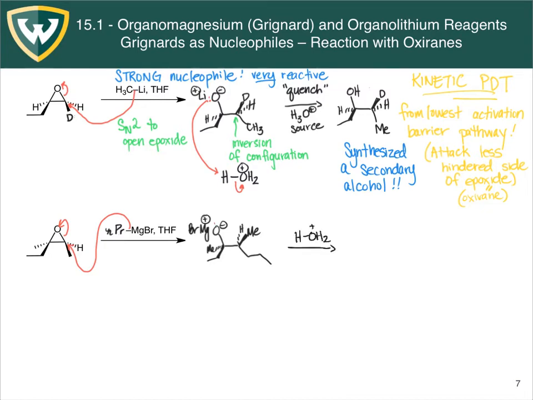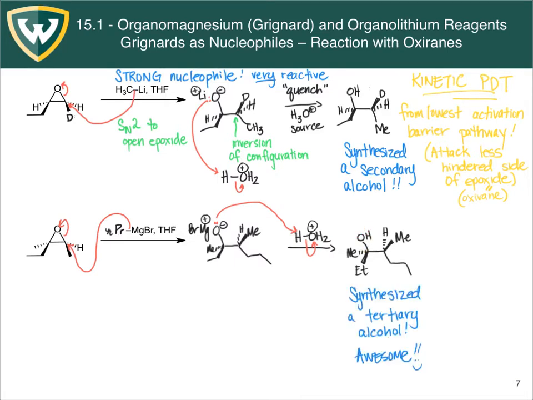Once again, we're going to quench this reaction using our H3O+ source. And so once again, we're going to take note of what we made, and that is a tertiary alcohol. So you can see that at this position, we have 3 carbon-containing substituents. That makes this a tertiary alcohol. So now we know that we can make tertiary alcohols from trisubstituted epoxides or oxiranes.